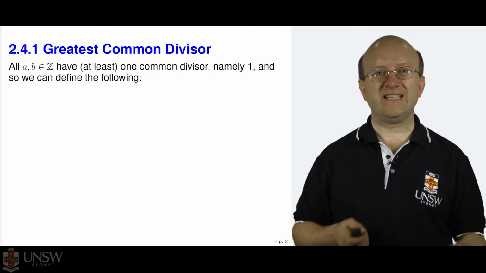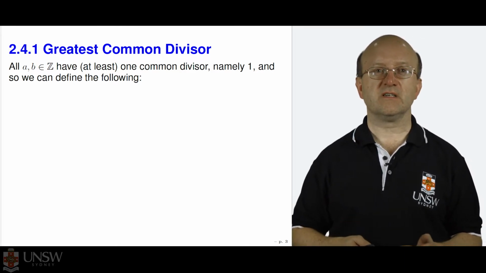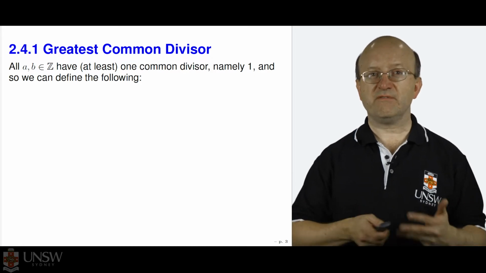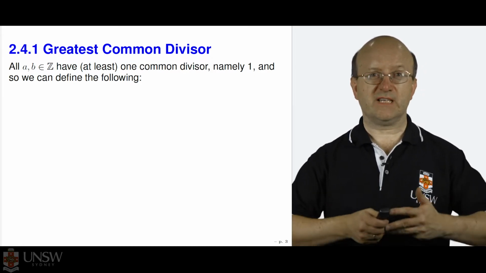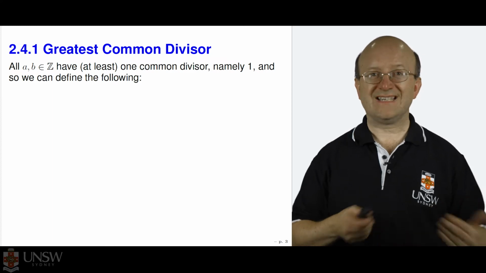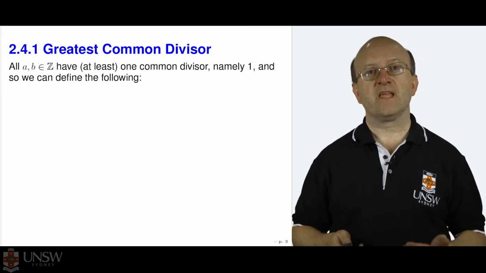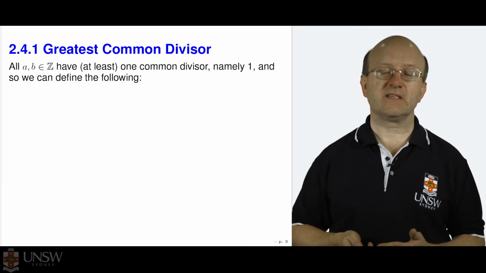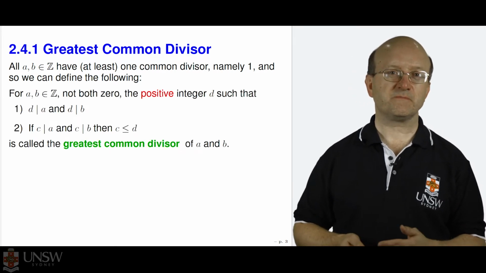Well, in fact, it's quite easy to see there is such a thing as a common divisor. Every integer can be divided by 1. So for every pair of integers a and b, or in fact any set of integers we like, there's always at least one common divisor, namely 1. And so the set of all common divisors is not empty. And that means it makes sense for us to make the following definition.